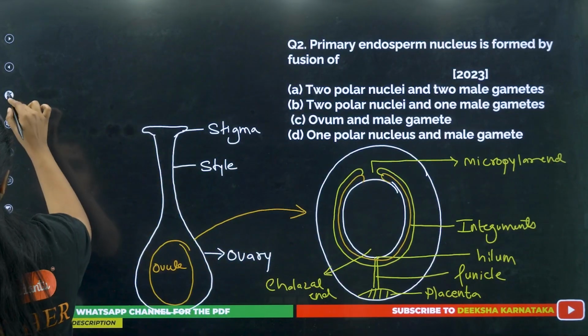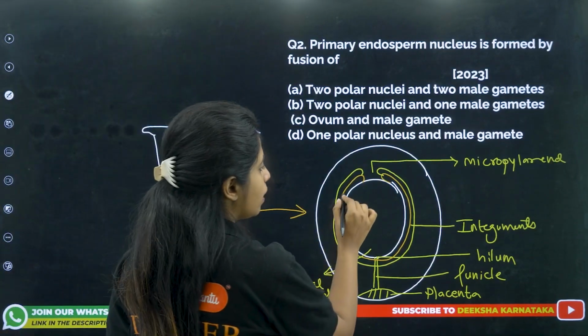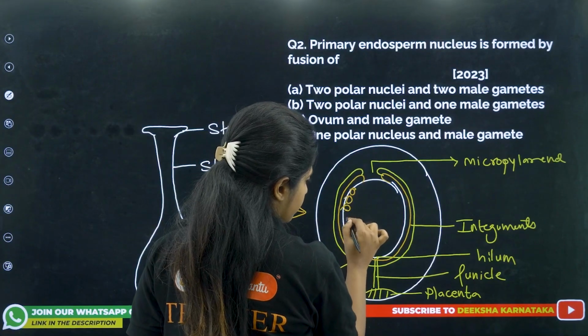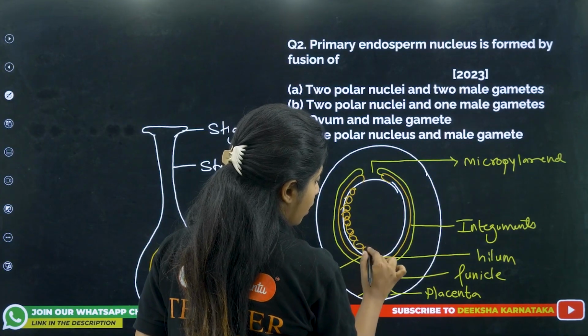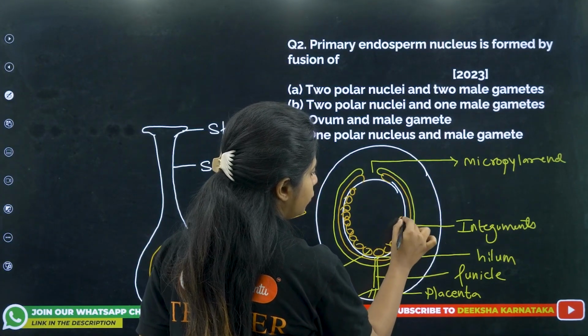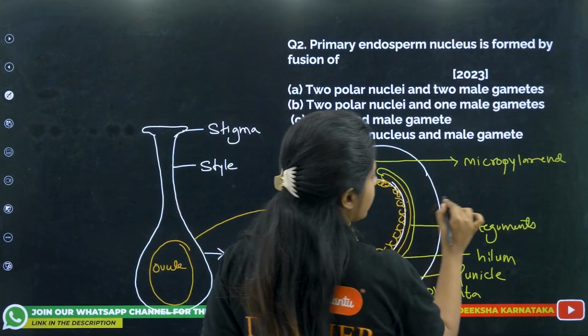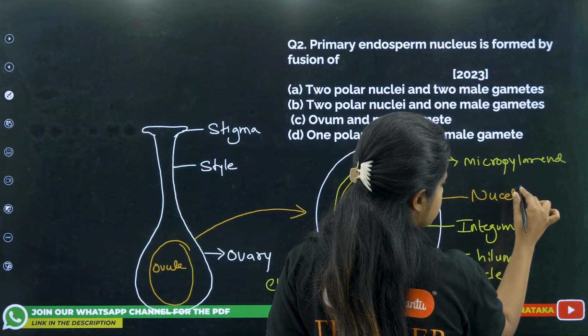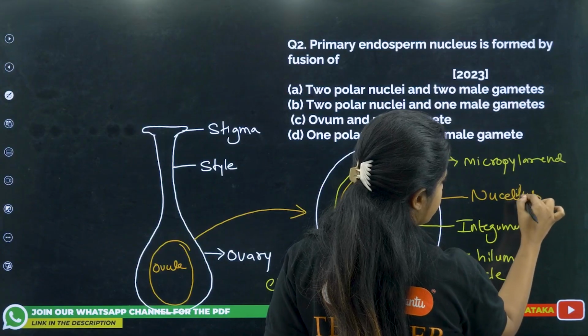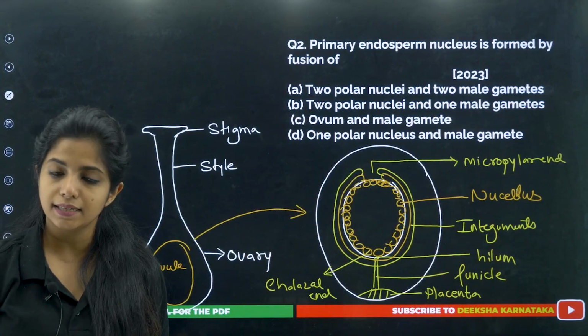Now, what is there in the ovule? In the ovule, you have so many cells which have reserved food materials. It is filled with cells. And what do you call these cells? Total, all of them together, you call them the nucellus.